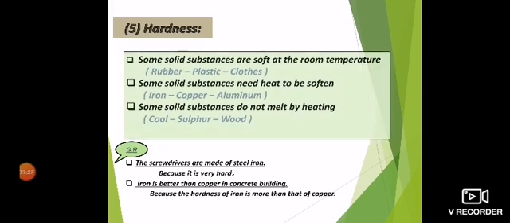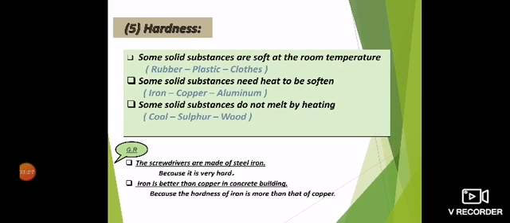Number five, the hardness. The materials are differentiated into three types: soft materials, materials that can be softened by heat, and materials that can't be softened by heat. Soft materials like rubber, plastic, and cloth. Materials softened by heating, such as iron, copper, and aluminum. And there are solid materials that can't be softened by heat, like coal, sulfur, and wood.